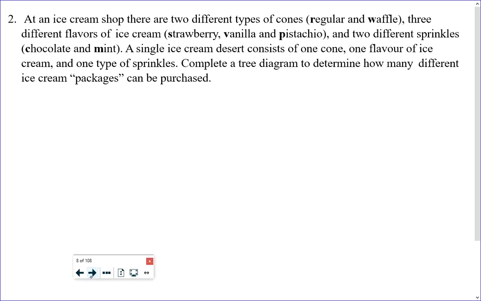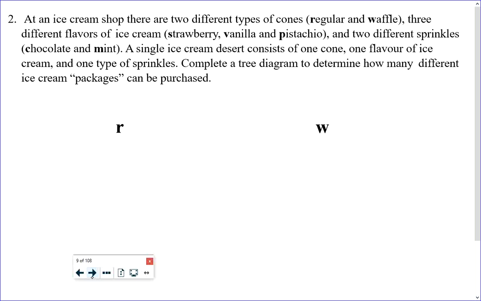Well, this is complicated. If we started to draw this or write it out, we would have to say, well, you can have a regular cone with strawberry and chocolate sprinkles, or you can have a regular cone with strawberry ice cream and mint sprinkles, and we could try to organize it that way. But we're going to draw what's called a tree diagram. And you don't have a lot of room here, but you want to space things out because this diagram is going to grow width-wise in a second.